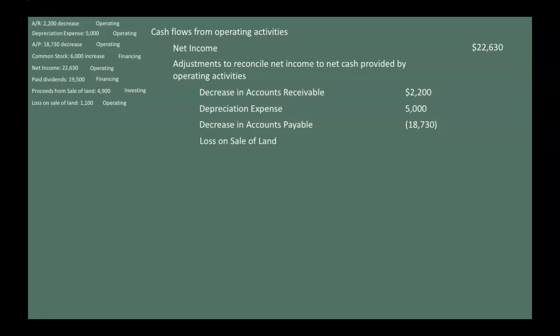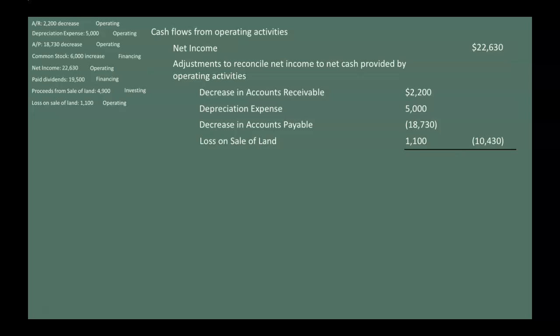Now we have one last piece here for our operating activity section. It was this loss on the sale of land. Losses are going to be added back in because once again, that would have been taken away from your net income when you initially calculated that. If we were to have a gain on the sale of land, that would be subtracted.